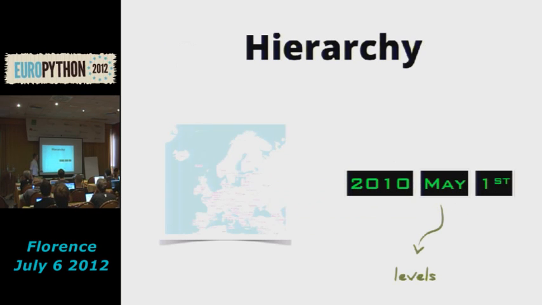What Cubes also supports, here you can try to imagine a map of Europe, are hierarchies. The best example of a hierarchical dimension is date or geography.